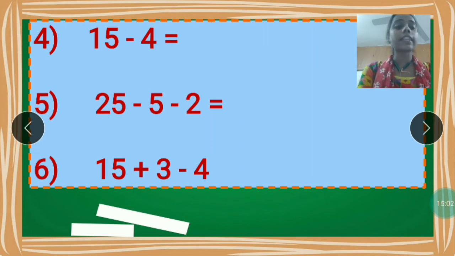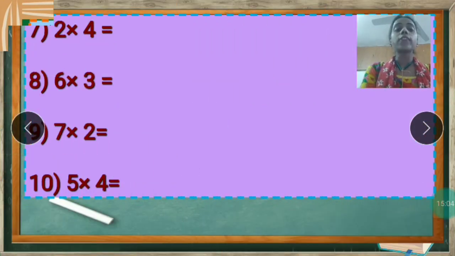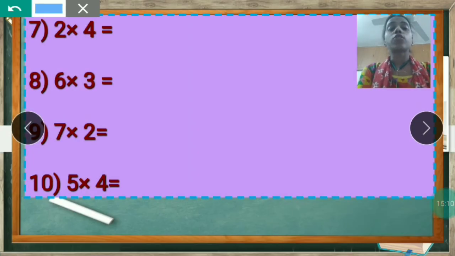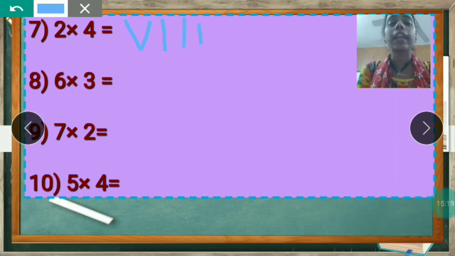Let's move to another example. So, here, students, in this question, you have to do the multiplication and you have to give your answer in Roman. So, 2 multiplied by 4, what will it be? 2 fours are 8. So, write here 8. So, what will I write? V means 5, 6, 7 and 8. I, I, I we will write.